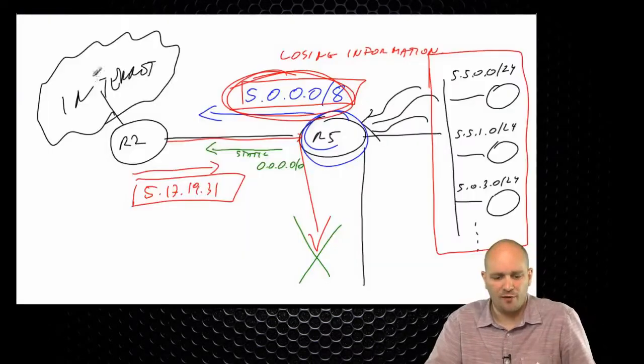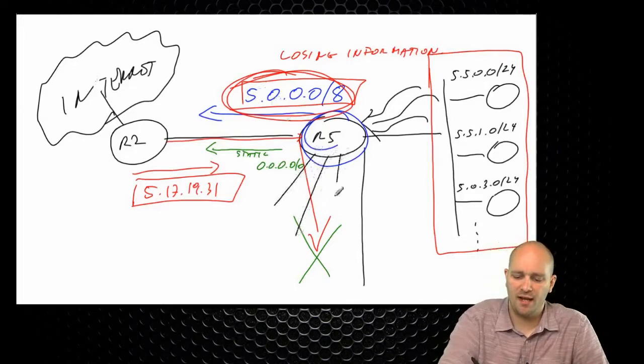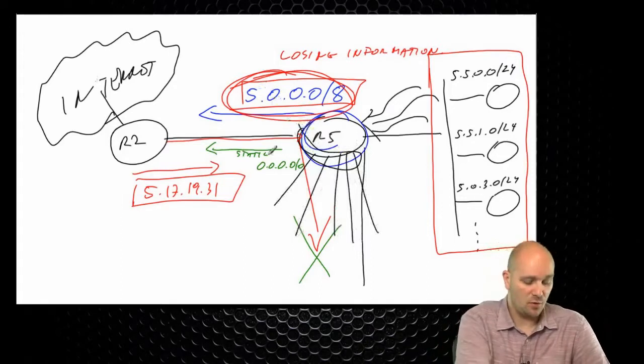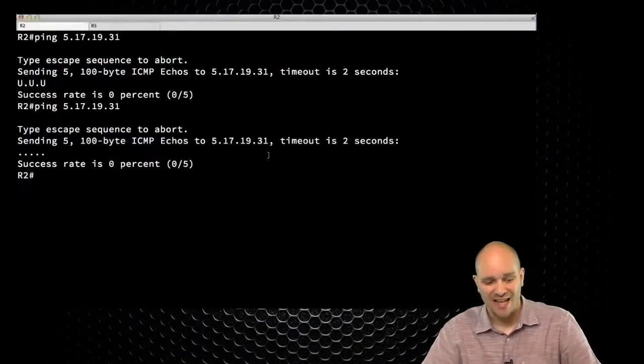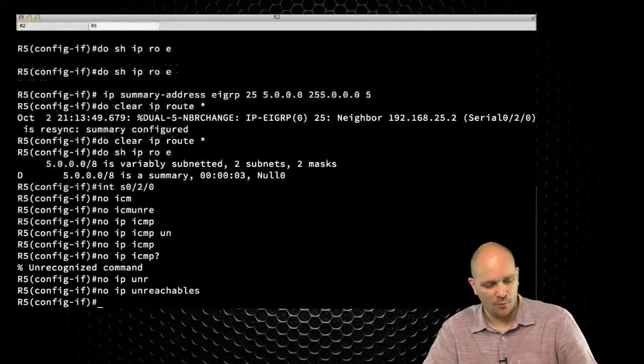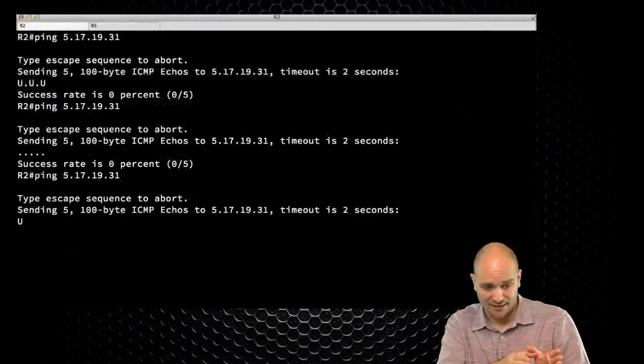But what if R5 had multiple interfaces here? What if I had many interfaces? Where would I enable IP ICMP unreachables? I would have to do it on every single interface. There is actually a more efficient way to do this. So I'm going to re-enable IP ICMP unreachables. So now I'm getting them.